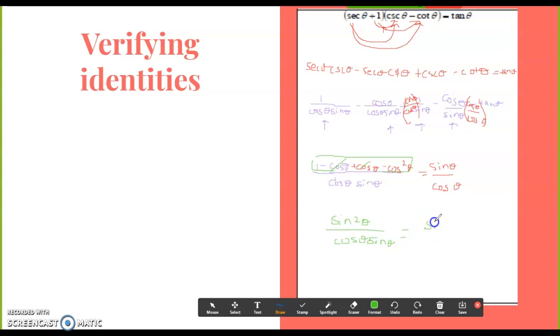Okay, and that should be equal to sine of theta over cosine of theta. Now, if we look at this, guys, sine squared theta at the top is going to cancel this sine at the bottom. So one of the sines will cancel, and in the numerator I'll just have a sine of theta over a cosine of theta. I have the left looking like the right. We verified this expression.